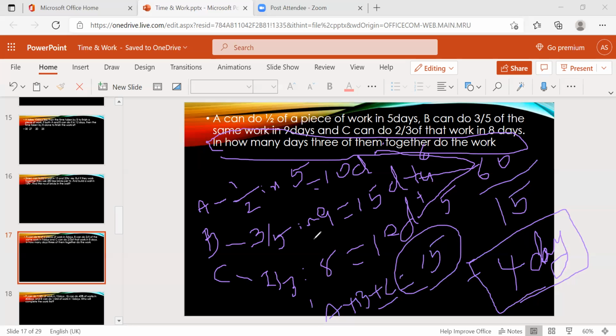First of all, you need to convert that into full days. They given half of the work is in 5 days. You need to understand that. So half the work in 5 days means total work is nothing but 10 days. So 3/5 is 9, total work is 15. 2/3 is 8 and total work is 12. Then easy. Then same process. So I'm going to clear this and move to the next question.